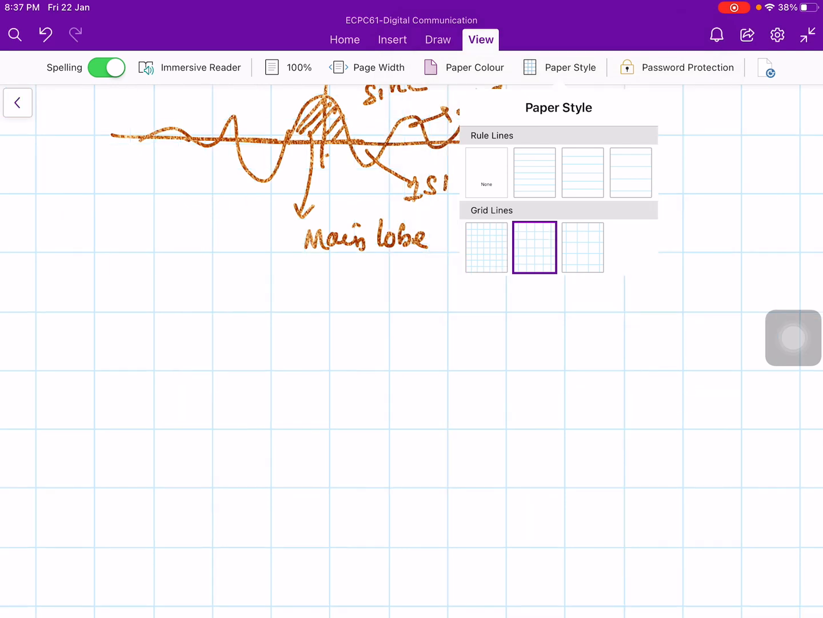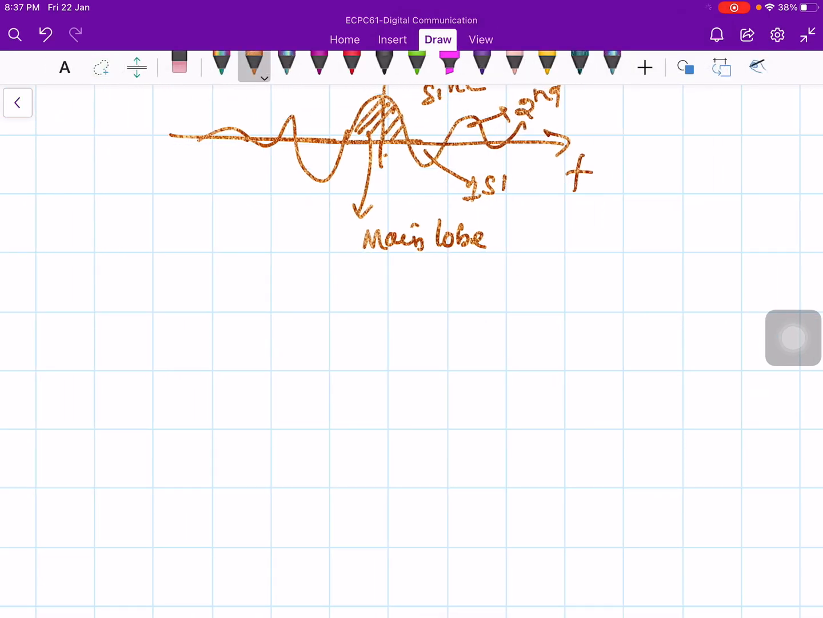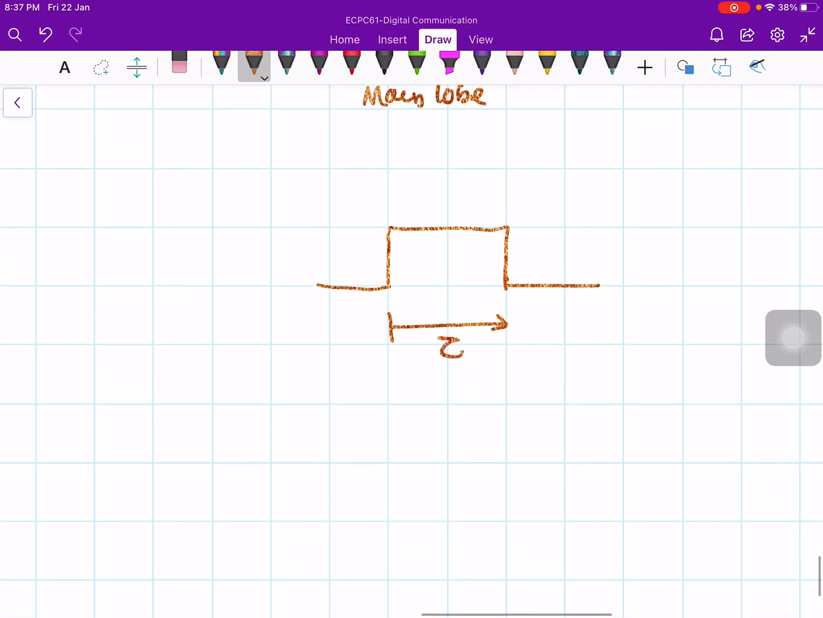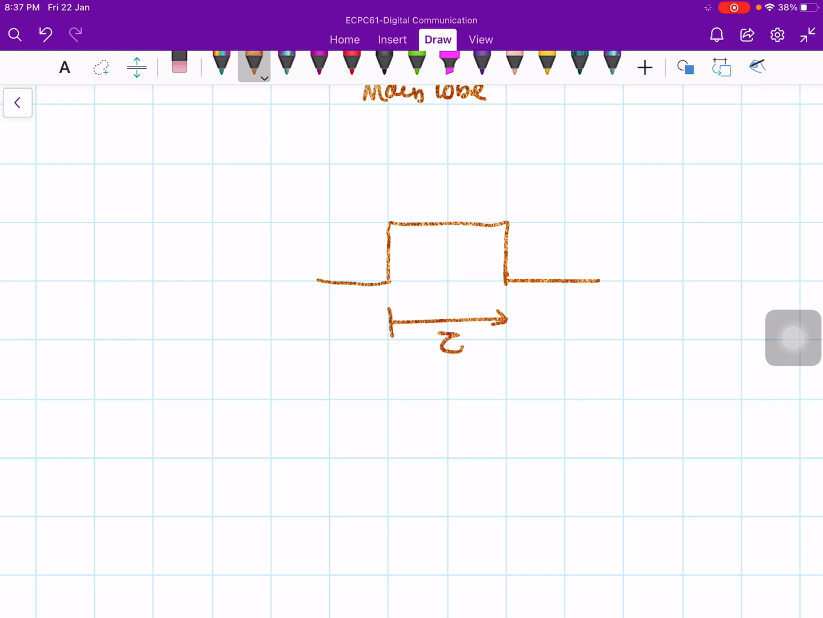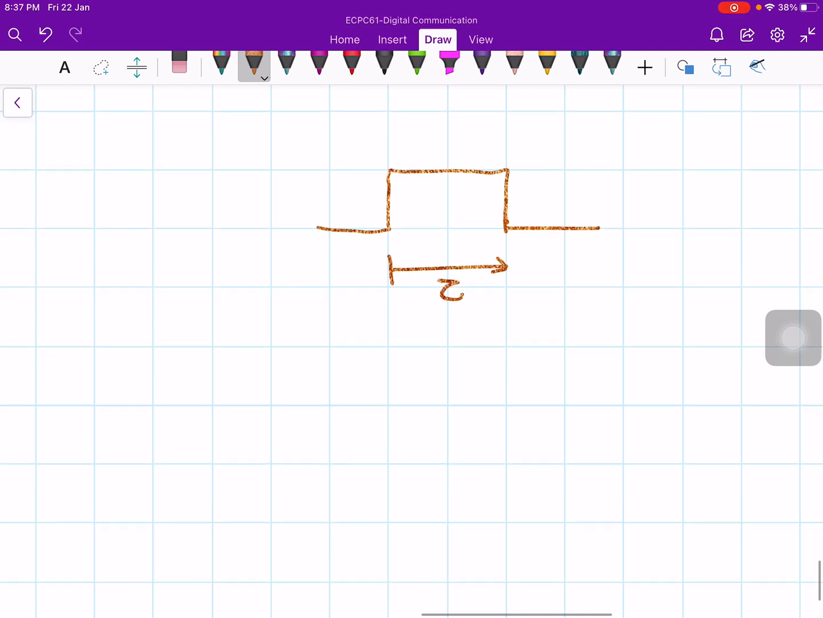Okay, so roughly, generally people will say that if you have a pulse of, let's say, a duration of tau seconds, now the pulse width is tau. The Fourier transform of this is a sinc function. If you take the Fourier transform, then you'll get a sinc function.